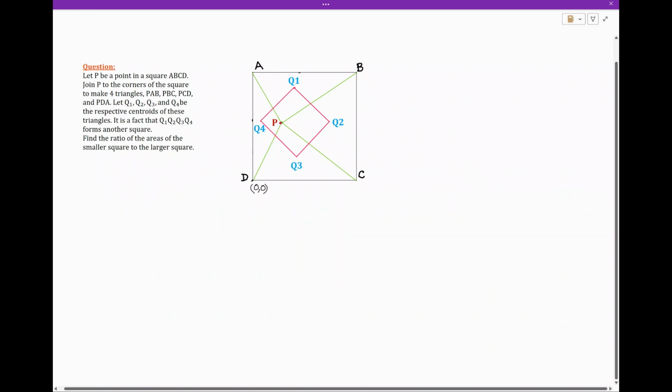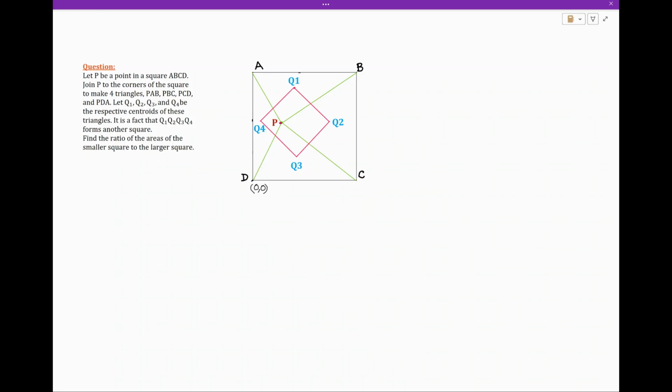The question is, let P be a point in a square ABCD. Join P to the corners of the square to make four triangles PAB, PBC, PCD and PDA. Let Q1, Q2, Q3 and Q4 be the respective centroids of these triangles.